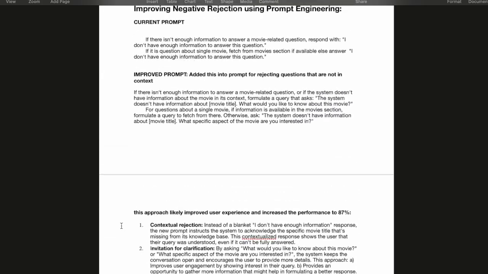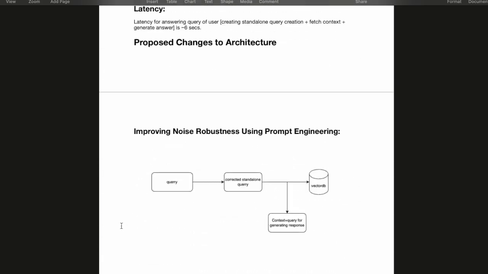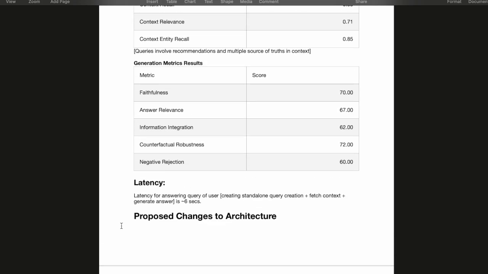These are some techniques and evaluation metrics that can be applied to any RAG in general.